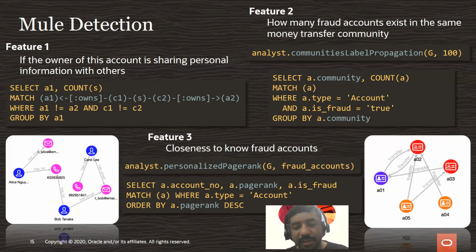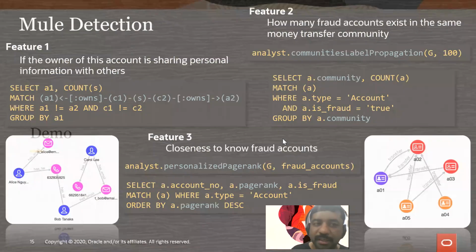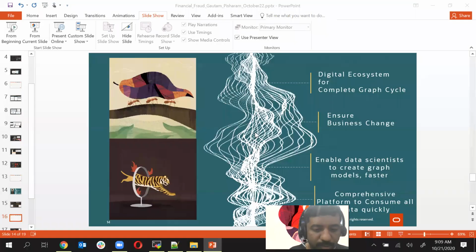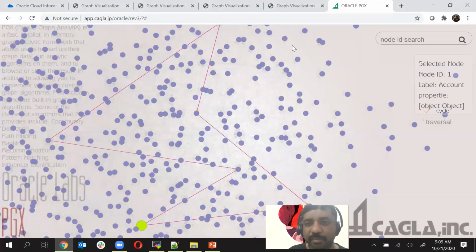Once you run the PageRank algorithm, or in this case, for feature 3, we have run the personalized PageRank, or for feature 2, to find out how many fraud accounts exist in the same money transfer community, we have run a community label propagation. Once you run that particular algorithm, we can go into the notebook or the graph shell and then write the PGQL query, which will give you a visualization as shown in the screens embedded into this particular PowerPoint screen. The importance of mule detection is that it becomes very easy to be detected from a visual perspective.